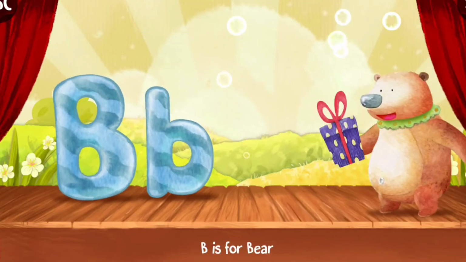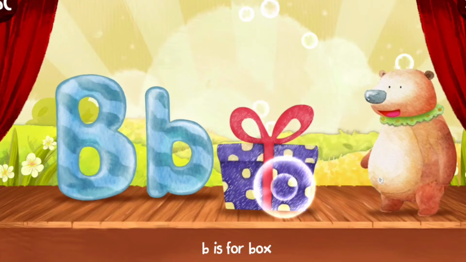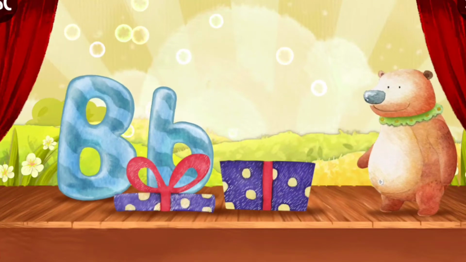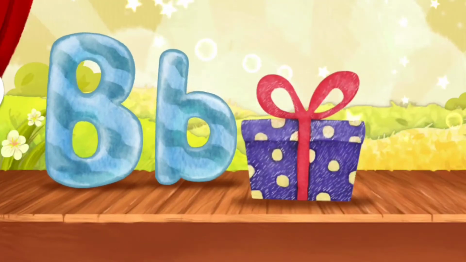Wow. B is for bear. B is for box. The bear jumps into the magic box.